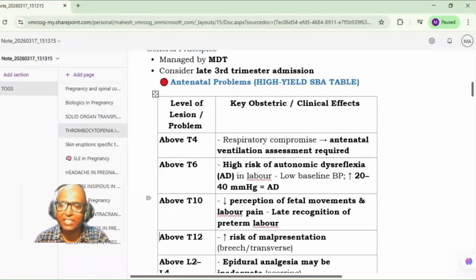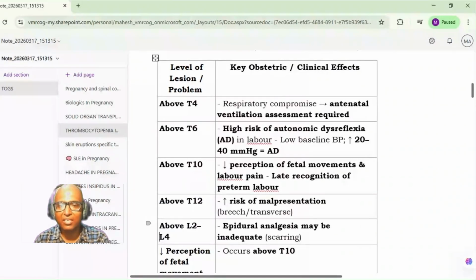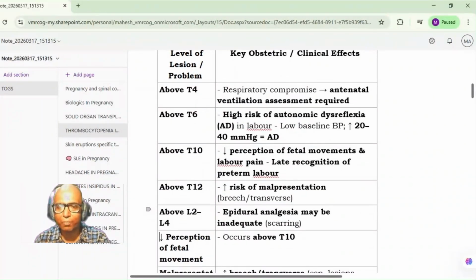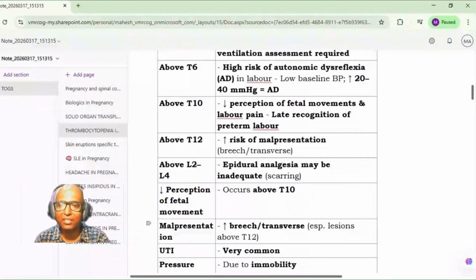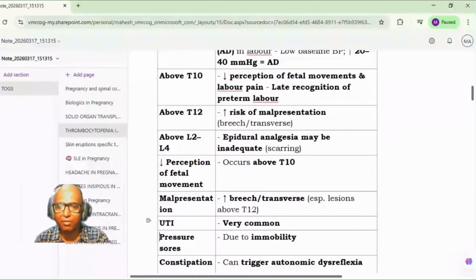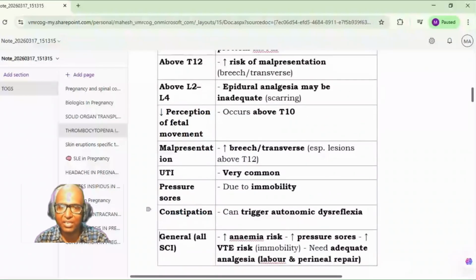Then above the level of T10, there is decreased perception of fetal movements and labor pain. Late recognition of preterm labor is noted. Above T12, there is an increased risk of malpresentation, breech transfers. Okay. Above L2 to L4, epidural analgesia may be inadequate. Decreased perception of fetal movement occurs above the T10 level, and malpresentation increases, breech or transverse, especially above T12. UTI is very common.